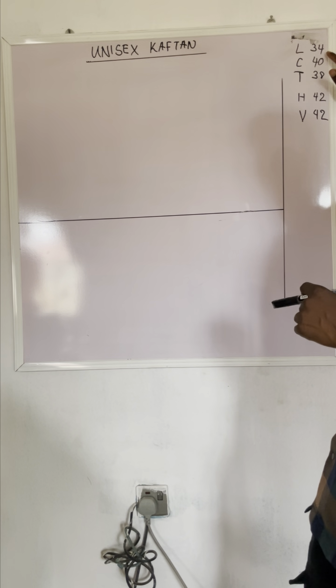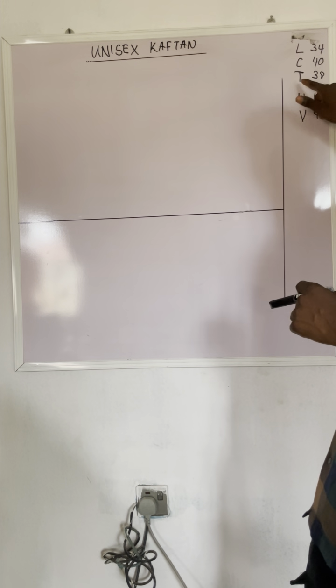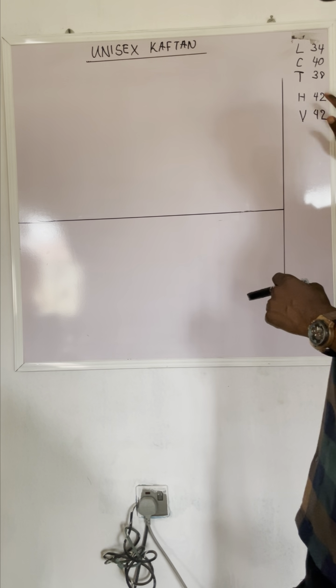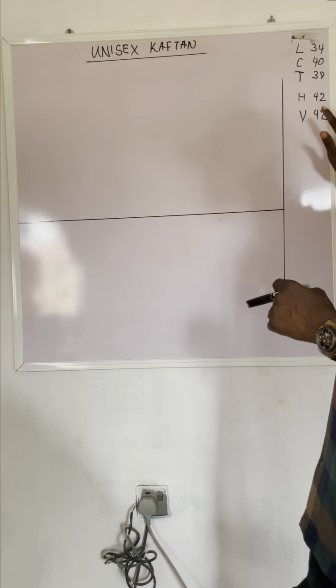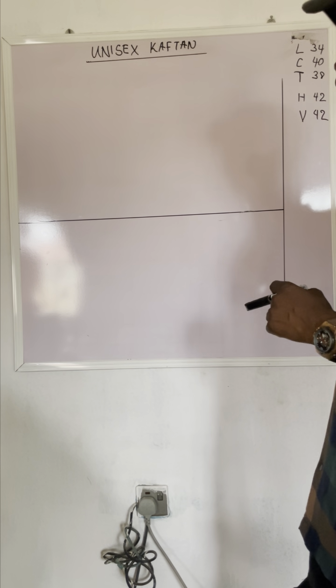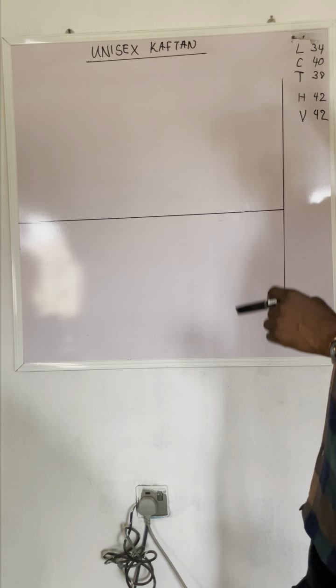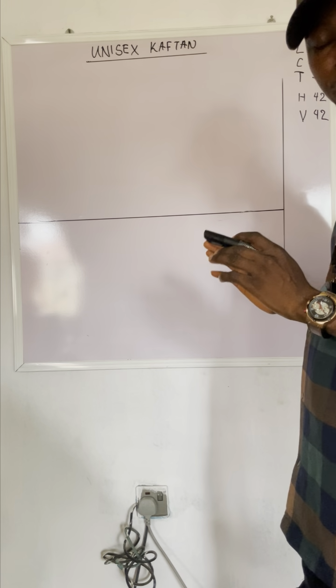Our full length is 34, the chest is 40, this is tummy 38, hip 42, fence 42. Anything you have on your hip is what you will use on fence or the stand, so you don't need to measure fence. So this is how to draft your kaftan. It's so simple.